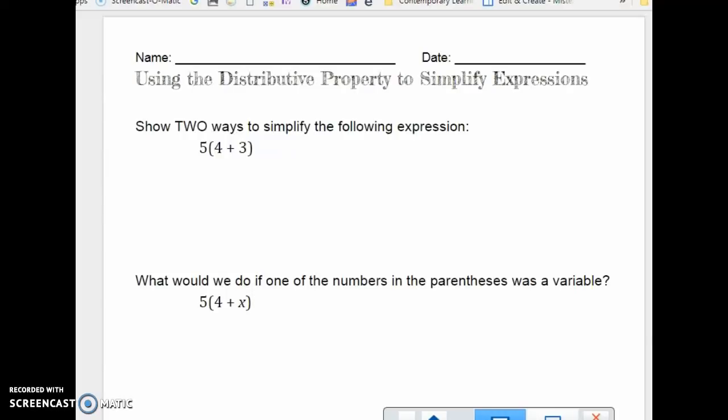Hello. Today we are going to start talking about the distributive property to simplify expressions. We talked about this a little bit the other day, and you have been using the distributive property for a very long time, really since third grade.